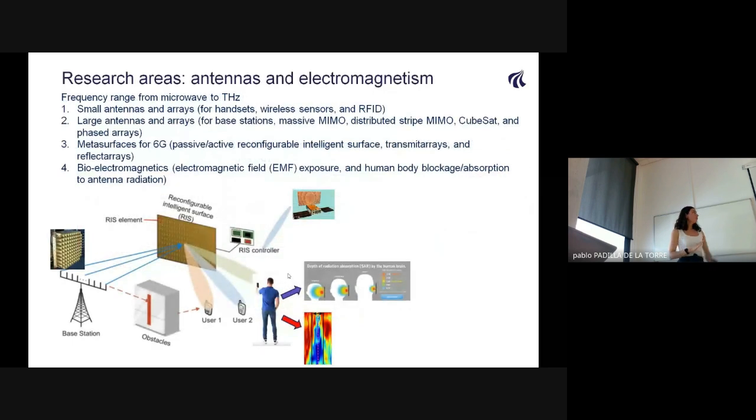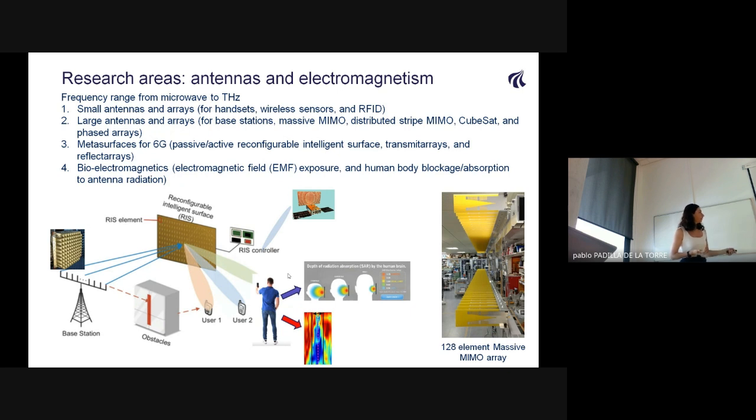In our section, we are three groups. I will talk about the antenna group because it's the one I'm most familiar with, but there is also a propagation group that does channel sounding, and they have a 128 massive MIMO array. There is also a machine learning group that does all sorts of applications from bio to RF design. In the antenna group, there have been a lot of small antennas and arrays designed, especially for Wi-Fi and phones. Also large antennas and arrays, lately RIS, metasurfaces, and bioelectromagnetics.